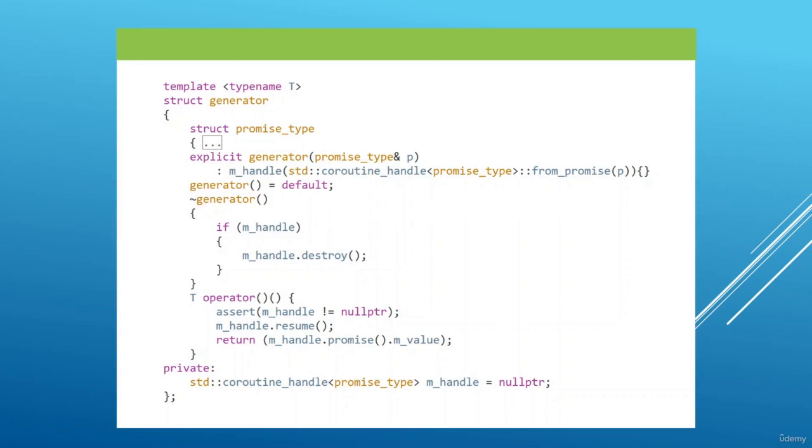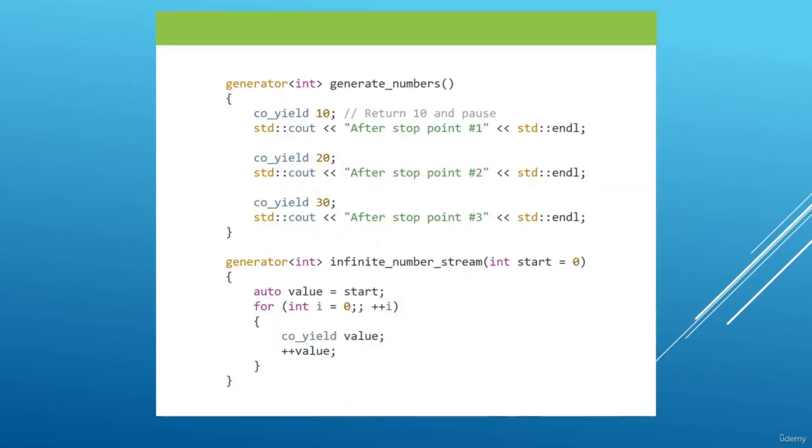After we were comfortable with the coroutine infrastructure, we had a chance to build our own coroutine type, which is a generator. And we had a chance to use it, for example, in an example like this, where we had a bunch of numbers that we co_yielded, and we could get hold of these numbers and use them in our main function. And all these numbers are going to be generated lazily on the fly as we need them. And this is really cool.